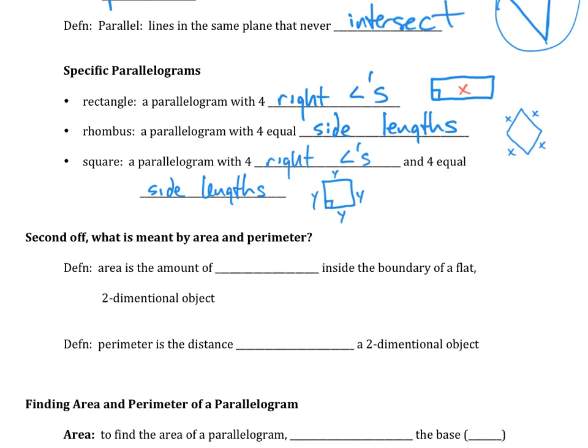It says nothing about the side lengths, so whether or not the side lengths are different or the same doesn't matter. A square is a rectangle. It's a very specific type of rectangle. It's a rectangle with 4 equal side lengths.